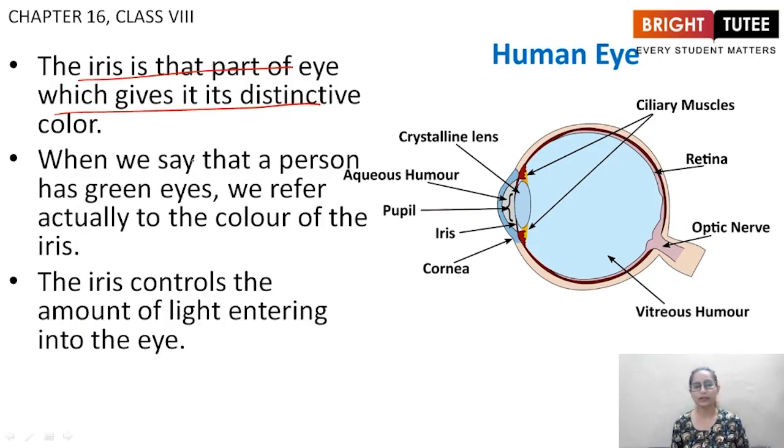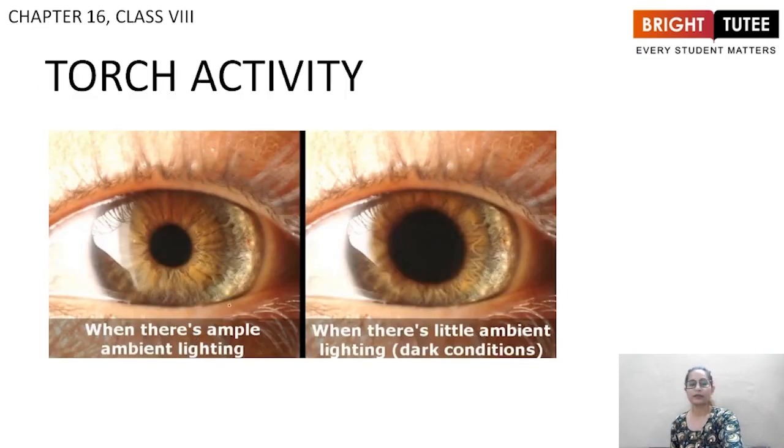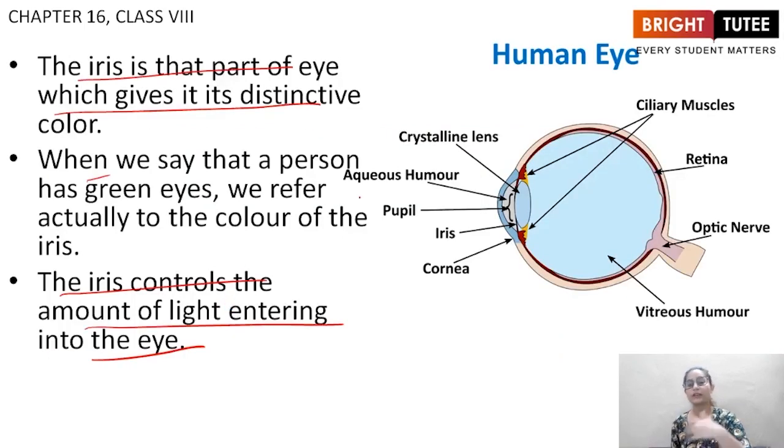This is not important to tell. Basically that's not important. The iris controls the amount of light entering into the eye, right? So these are the important parts of human eye.